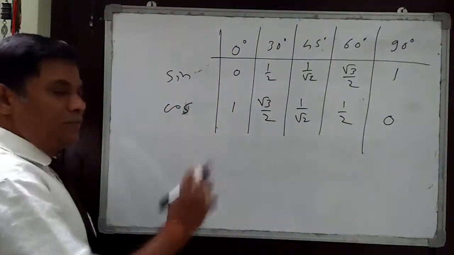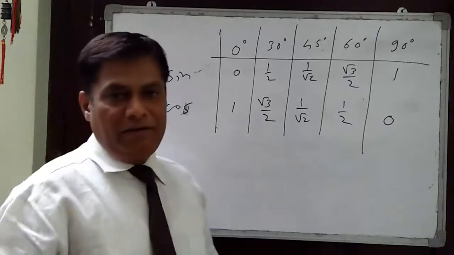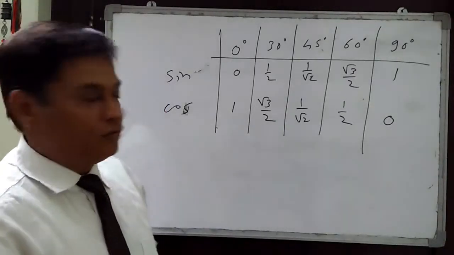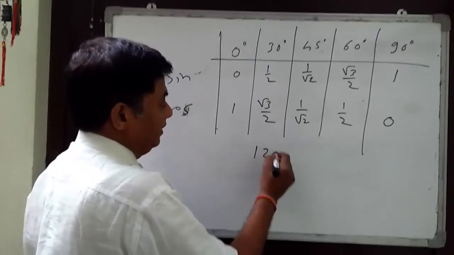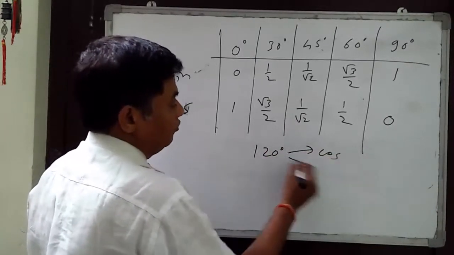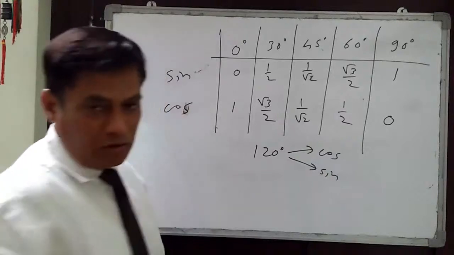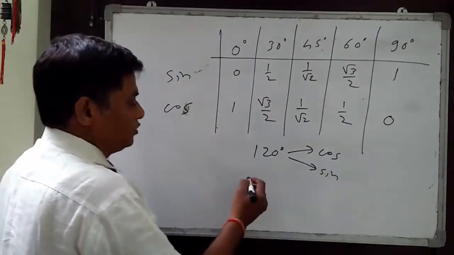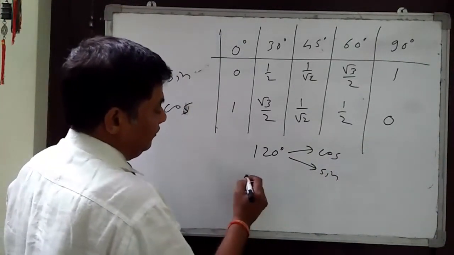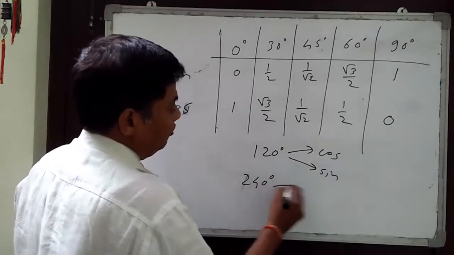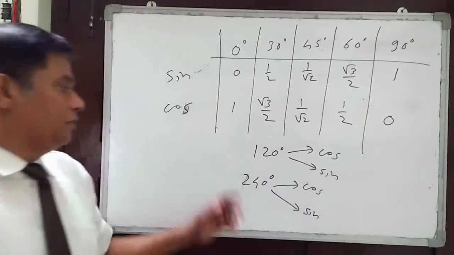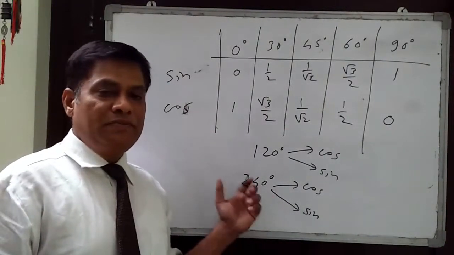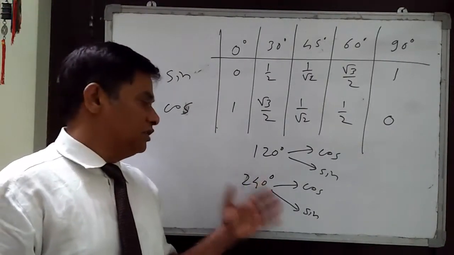Now in this video we are going to study what the trigonometric ratio is if the given angle is, suppose, 120 degree. What is its cos value, what is its sine value and other trigonometric values? Suppose it is 300 degree or 240 degree. What is its cos and what is its sine value? So this teaching video is made to get the answers for these questions.